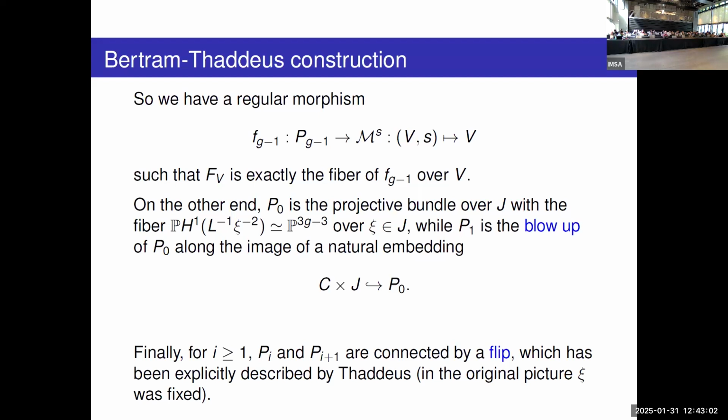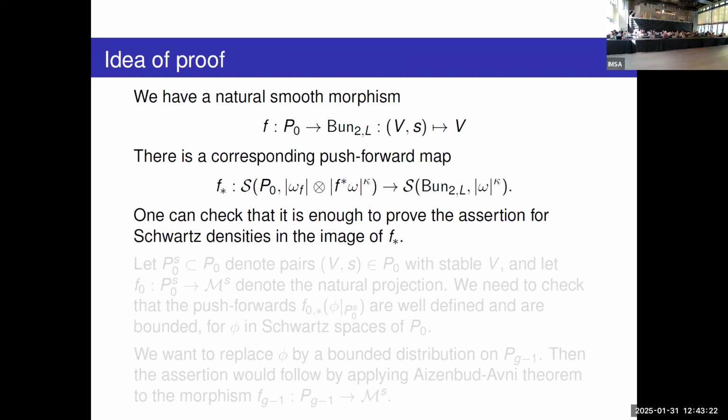But also in Bertram's work, there is a description of one big blow up and then one big blow down, instead of going through the steps. Either of these pictures works for us because we need some information on the corresponding exceptional loci. That's all provided by both pictures. Right. So the point is that if we start with the left end, where we just have the space of extensions, V is not necessarily stable, but we get a map to the stack of bundles, just forgetting S.